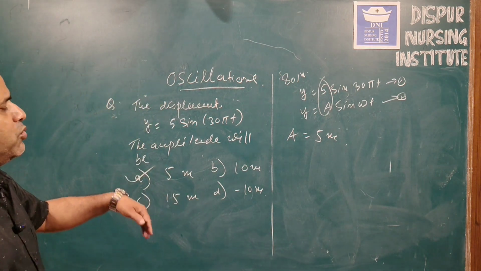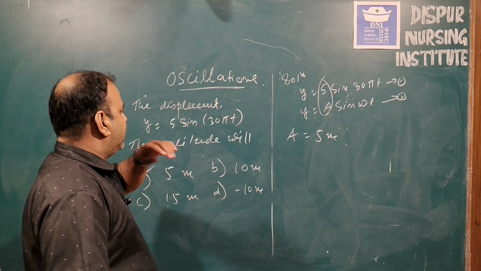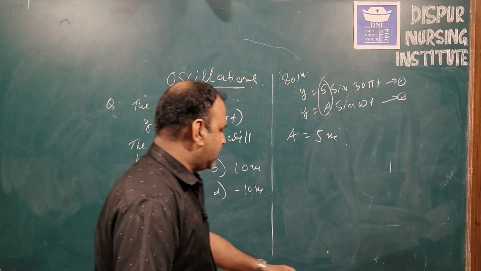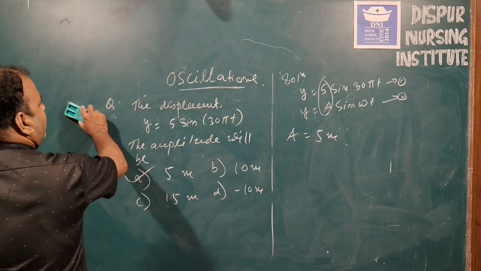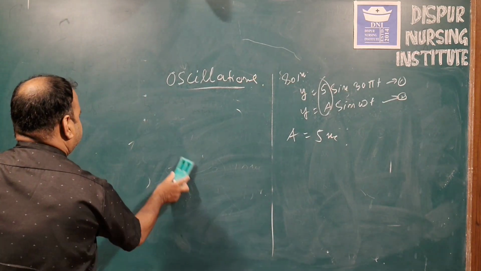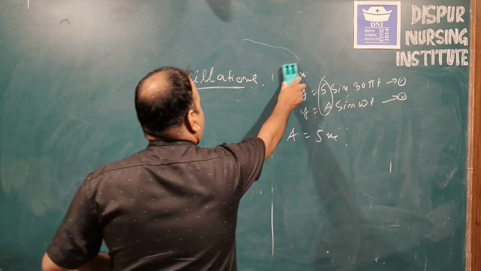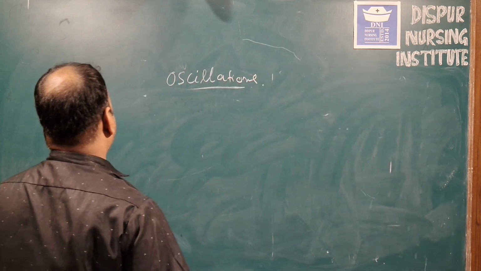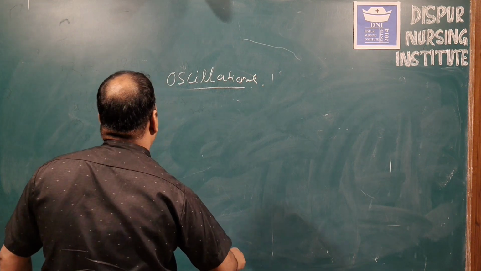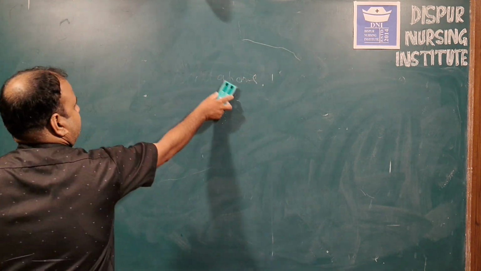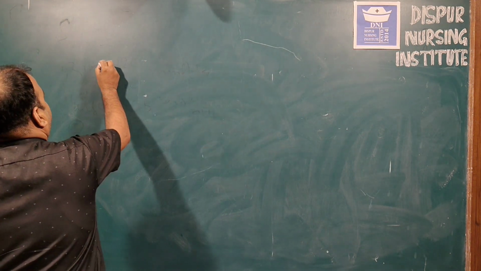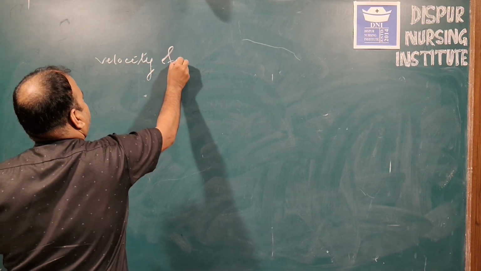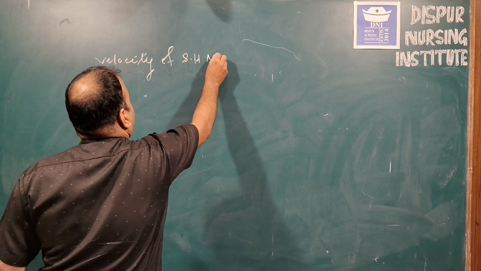So you remember, in this way we can easily solve the numericals related to the equation of simple harmonic motion. So next you see, I have given the equation of simple harmonic motion. Next you can see velocity and acceleration of simple harmonic motion. So now see, the next topic will be velocity of simple harmonic motion.